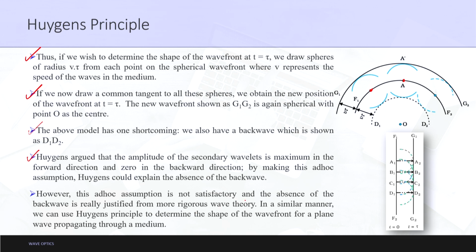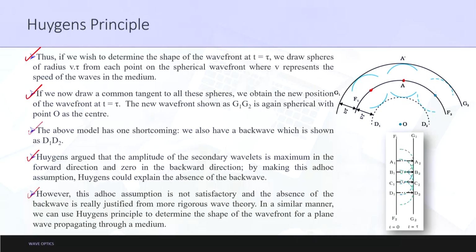more rigorous wave theory. When more general research was being done, it was found that a back wave cannot be formed, but the proof of this was not related to Huygens principle, it came from some more rigorous wave theory. If it comes, I will explain it to you, but for now it is not required. So, it is really justified from a more rigorous wave theory.